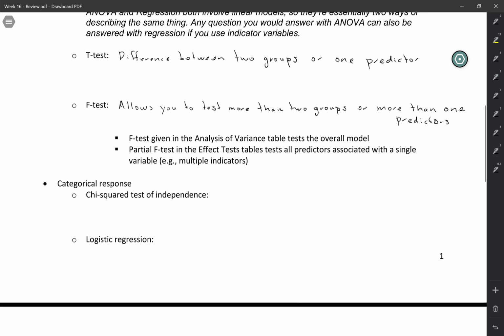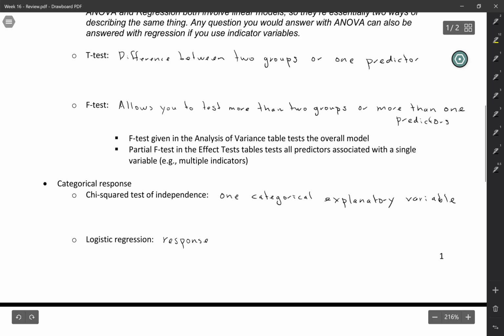And finally, at the end of the semester, we started working with categorical response variables, and there's two different options here. So you can use a chi-squared test of independence, but this is sort of limited. This is only for the case where you have one categorical explanatory variable. So you would organize your data in a two-way table, and then you could use a chi-squared test of independence to decide if the association was significant or not. Logistic regression does have one extra restriction, which is that the response must be binary. So everything for logistic regression is in terms of like the odds of successes and failures. So you do have to have a binary variable, but it allows for a lot more flexibility in terms of the explanatory variables. So it allows for categorical or quantitative predictors.